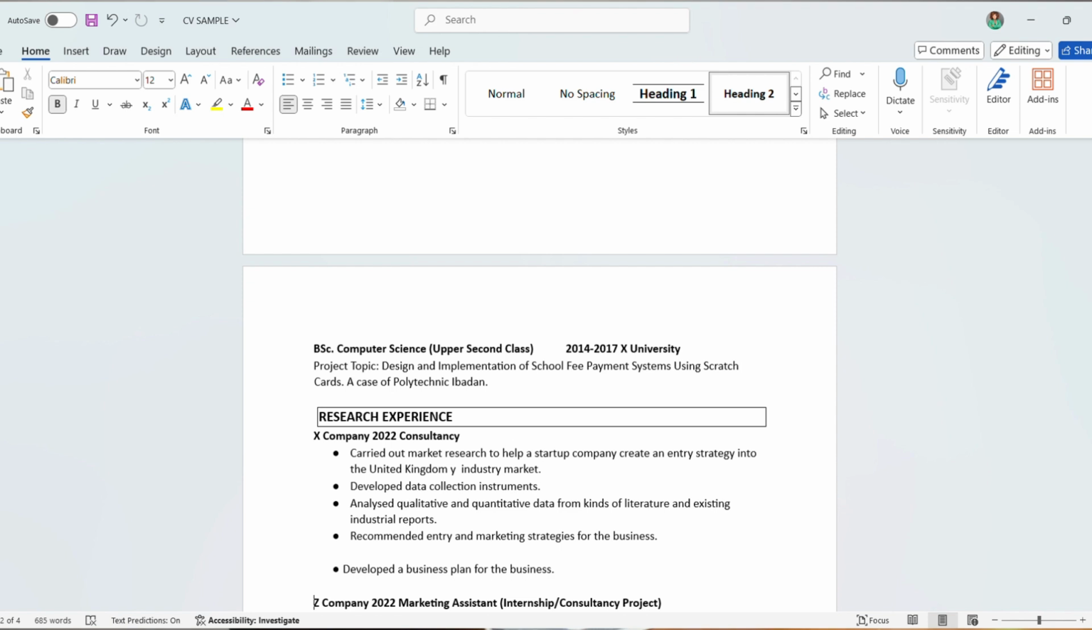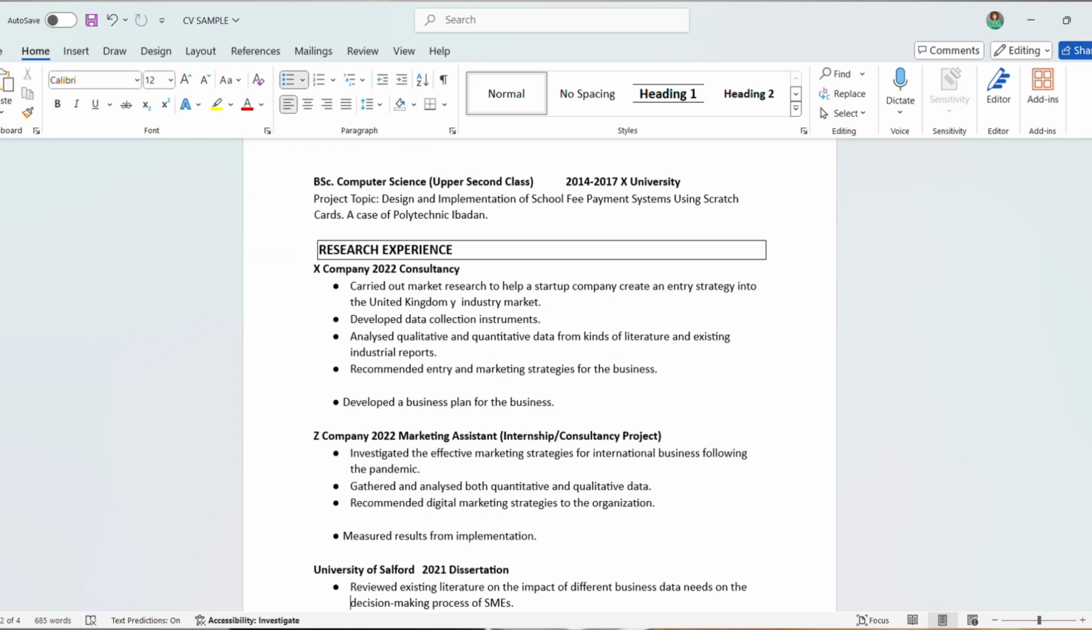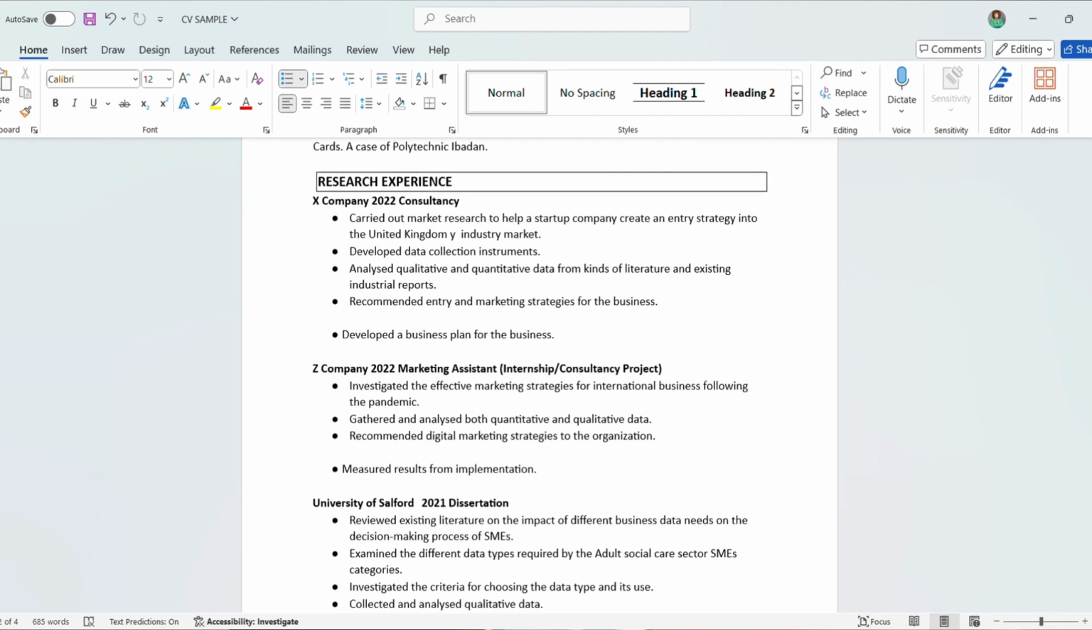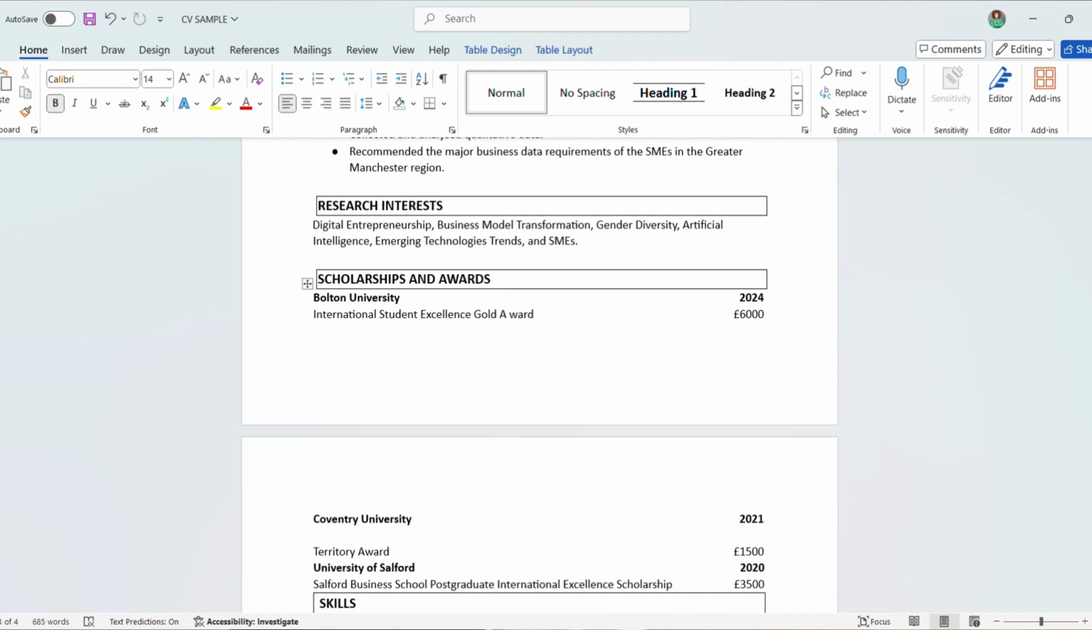I also included my dissertation. Ensure you follow the same process for anything that has to do with research that might be relevant to support your application. The next aspect is your research interest. Include your interest. Let them know what you're interested in.